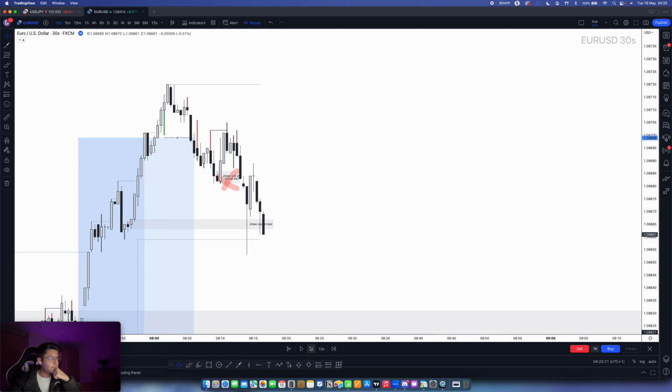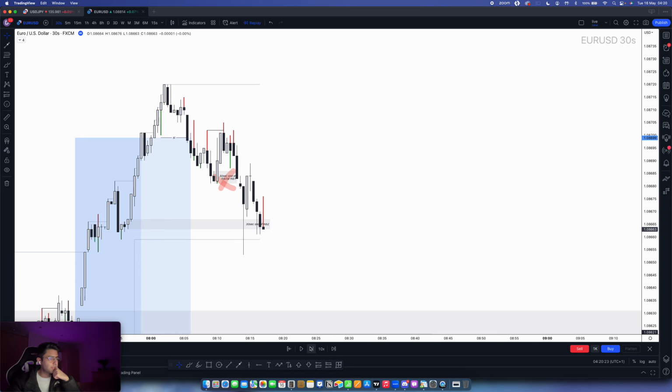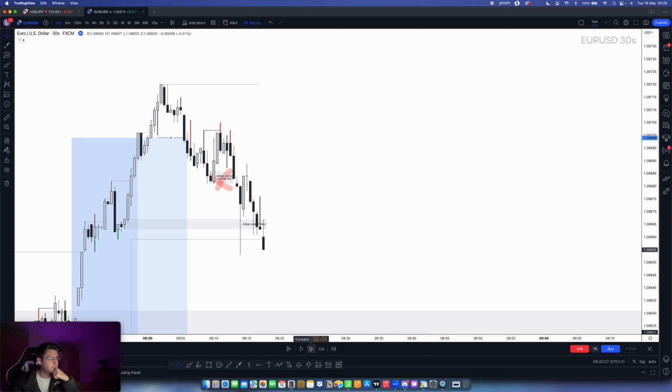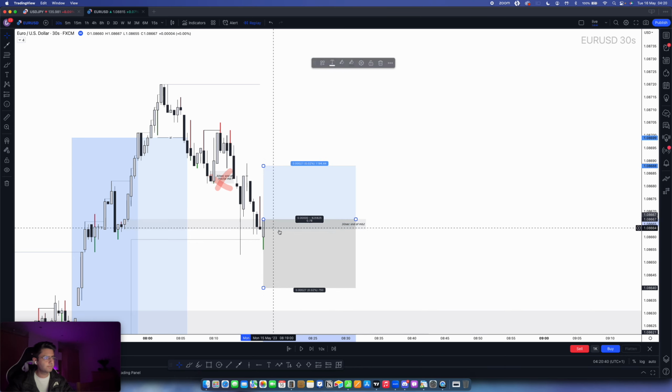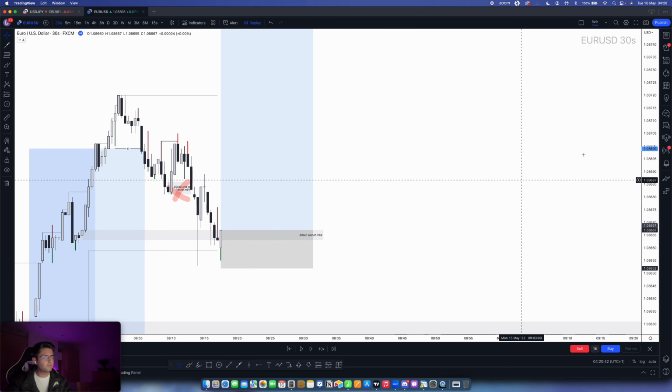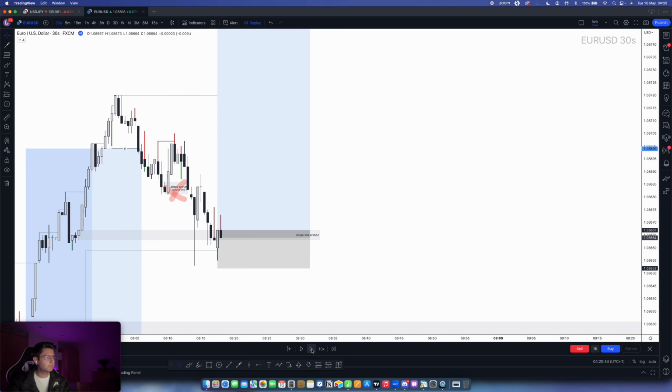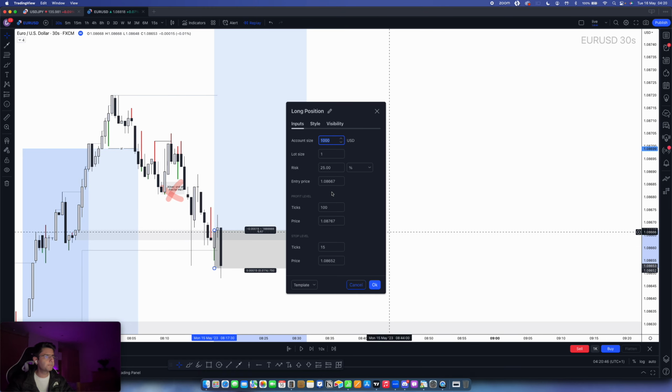Messes around a bit. Doesn't really form any type of triple M. Nope. Okay. Absorbed the area. Came right back into the area within this wick. Yep, happy to take that. 1.5. See what happens with that one. Stops me out. No problem.